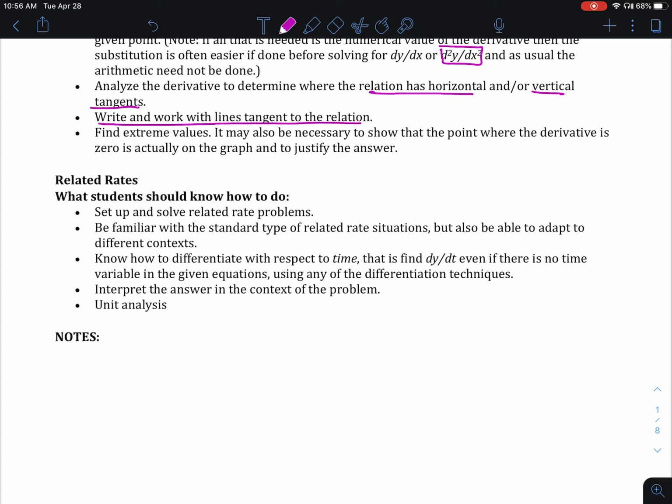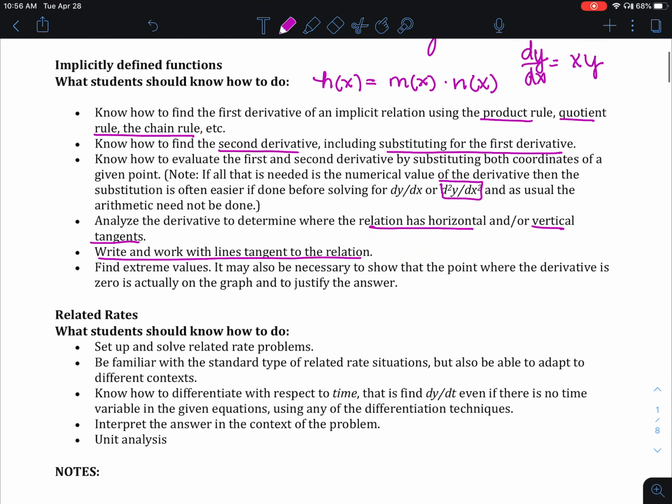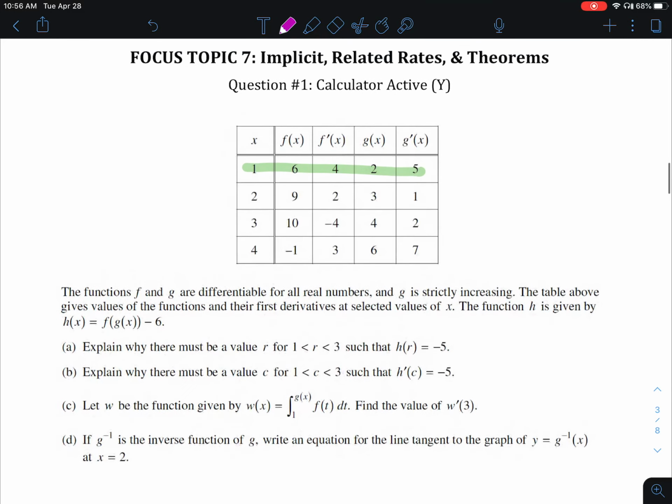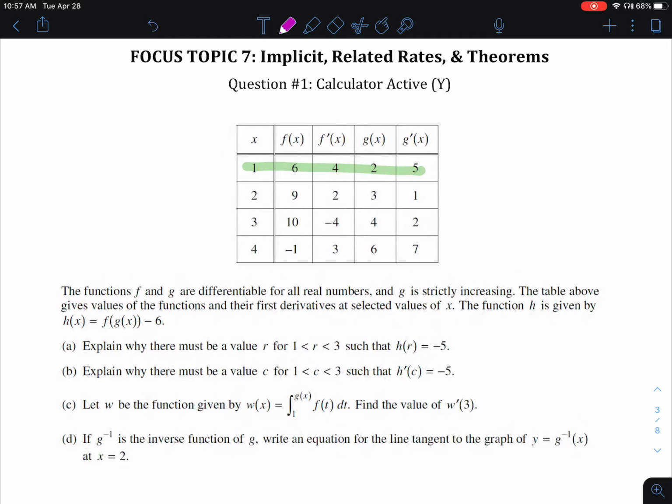That is to find dy dt, even if there's no variable in the given equation. Interpret the answer in the context of the problem. So if the second derivative is decreasing, then that would mean the rate at which something is falling out is slowing down. And then unit analysis. So that's type 7. We did take a look at your homework problems today during the Zoom. As you can see here, this is exactly what I was talking about in the first portion of the type 7 overview.